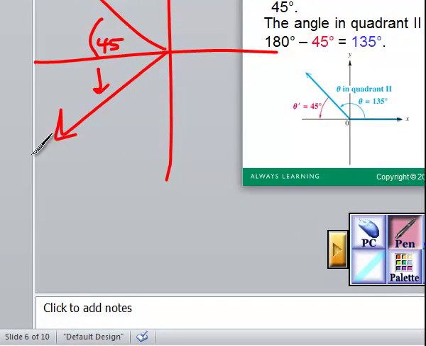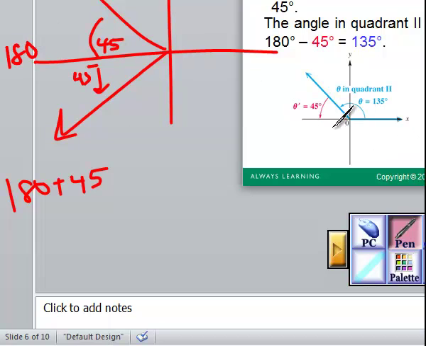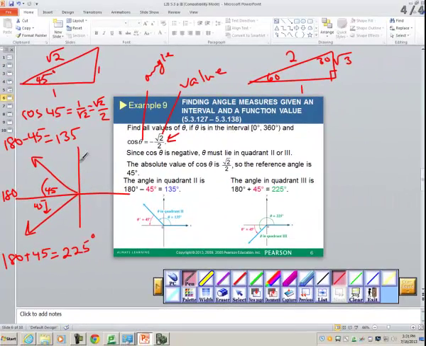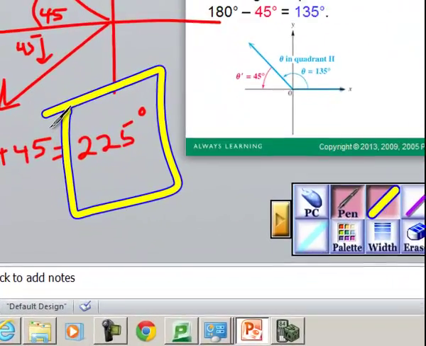And so the other one's going to be 180 plus 45. Okay, 180 plus 45, and that's where you get the 225. Okay, so in this case, they didn't specify which quadrant. All they give you is just this value. So in that case, you have two answers. You have 135 degrees and you have 225 degrees. Okay? So you have two answers here. All right? Questions with that?